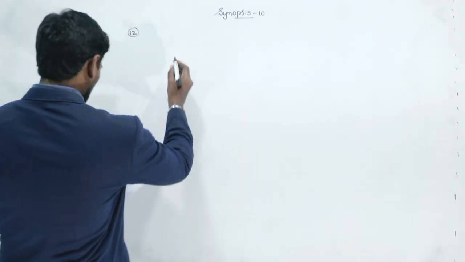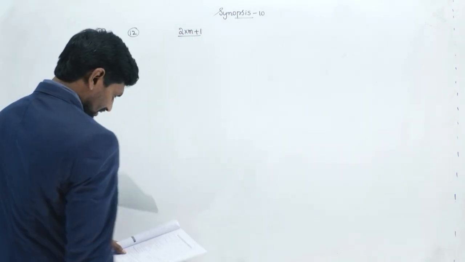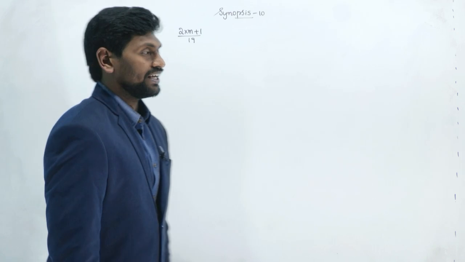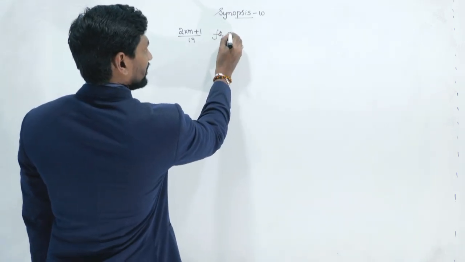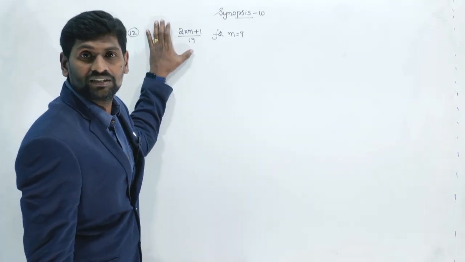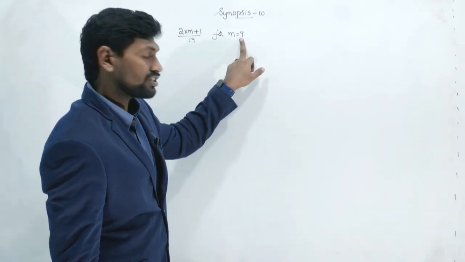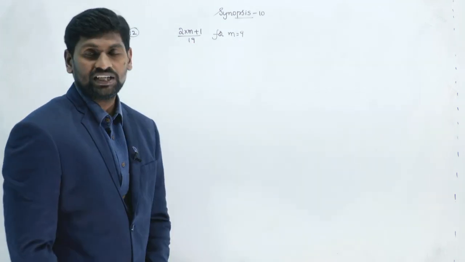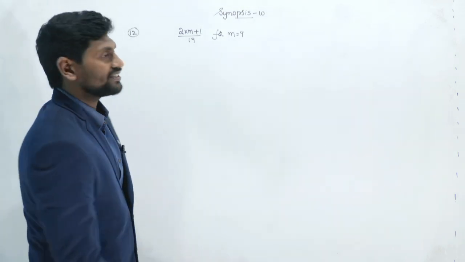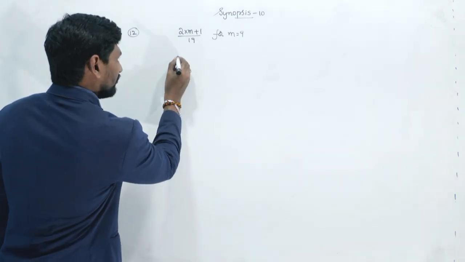The fraction is equivalent to (2m + 1)/19, for m value is 9. That means we need to find the value of this fraction. Here the letter m is given, and the m value is also given, that is 9. We need to identify this value when we substitute m as 9. That means whenever you see m, we need to write 9.